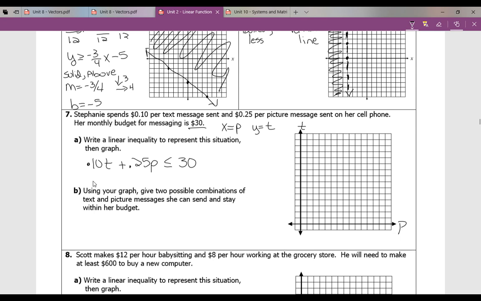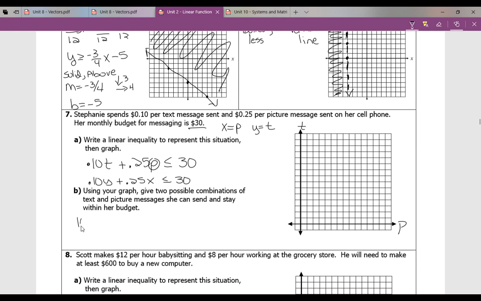So what I'm going to do is I'm going to put 0.10Y plus 0.25X less than or equal to 30. That way it puts it in terms of X and Y. You said P was the X-axis, so I took P out, replaced it with X. We labeled T as the Y. Okay, so now what I'm going to do is I'm going to rewrite this equation, Y equals.